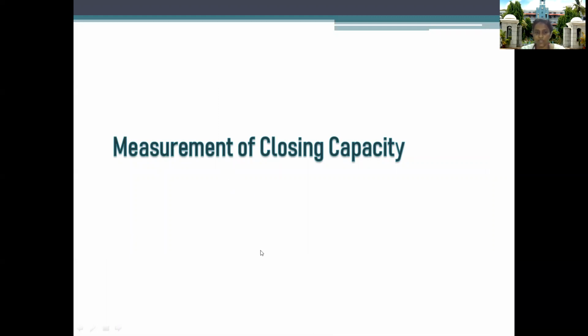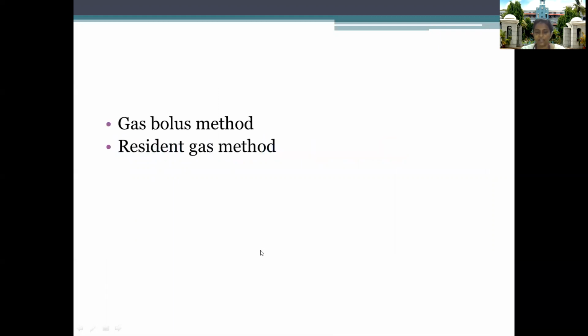Now we have two ways in which we can measure closing capacity. They have been named the gas bolus method and the resident gas method.